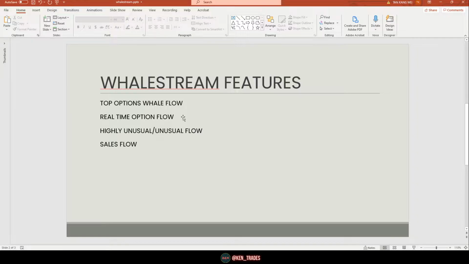And then we have the real-time option flow that will signal to me what are the current opening orders flow that are coming in.